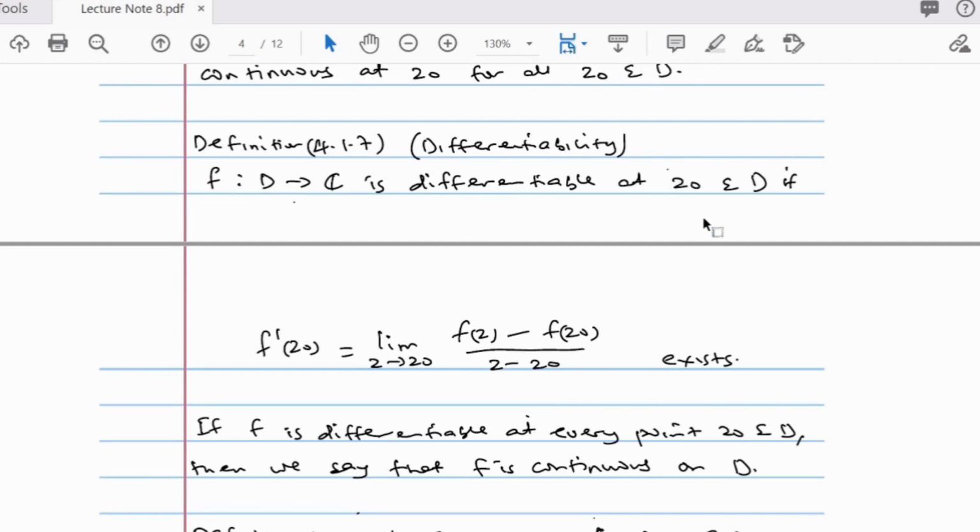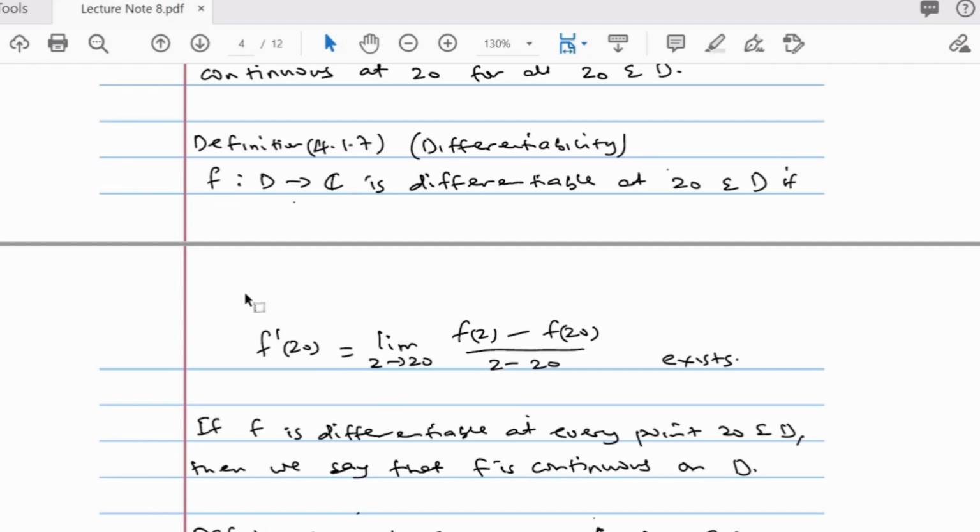F is differentiable at this point z naught in the domain if the limit as z goes to z naught of f of z minus f of z naught over z minus z naught exists. If this limit exists, I denote the limit by f prime of z naught.